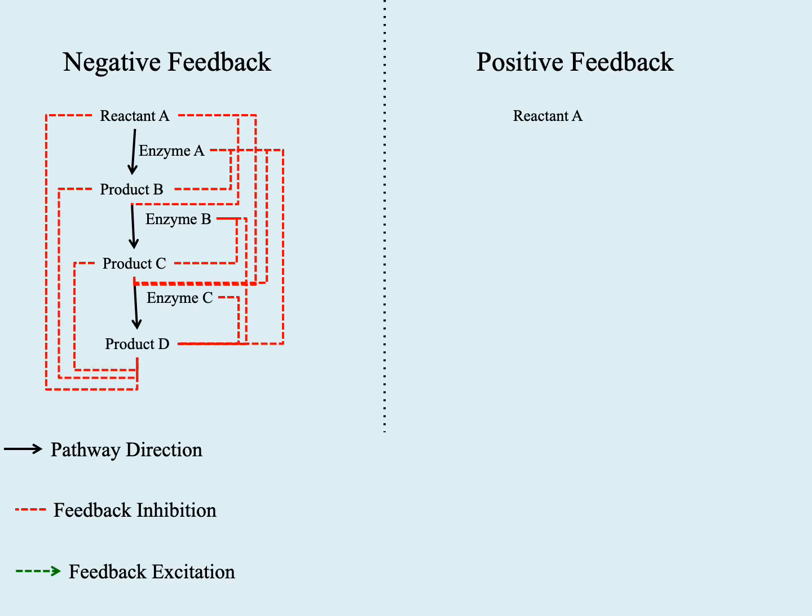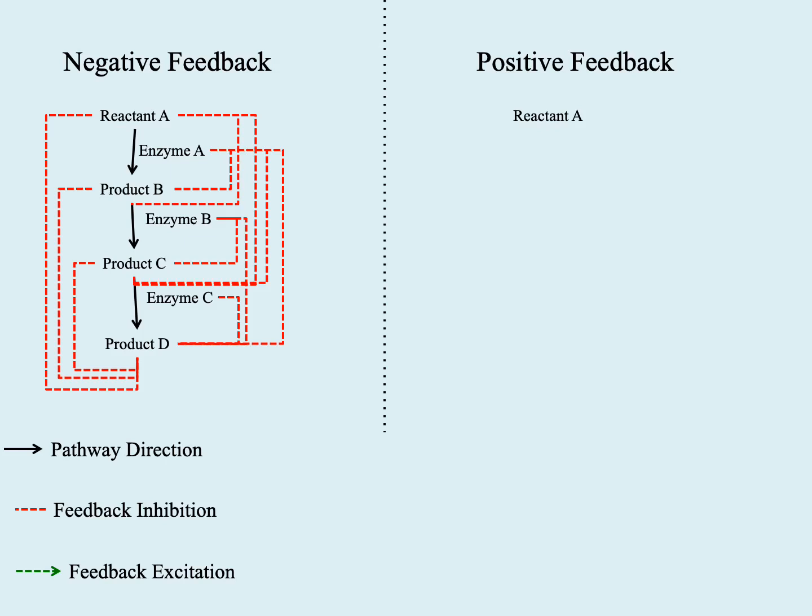As C gets formed, it's also going to interact with its own enzyme to start forming product D. Product D is going to do the exact same thing. It's going to slow down the rate at which it's being formed by slowing down the rate at which enzyme C is functioning, also by slowing down the rate at which enzyme B is functioning, also by slowing down the rate at which enzyme A is functioning, all in an attempt to ensure that we have the optimal amount of product D.